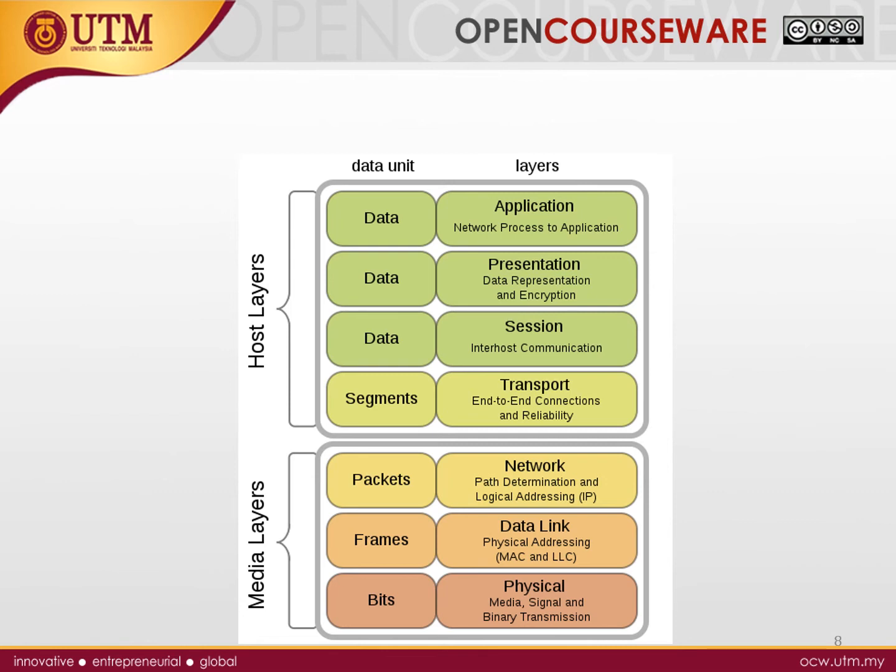So, for example, to understand the meaning of this model and why we need it, if we want to send an email, the email will start from the application, to presentation, to session, to transport, network, data link, to the physical. So anything that we do on the internet, like sending an email, goes through these 7 layers of the OSI model.